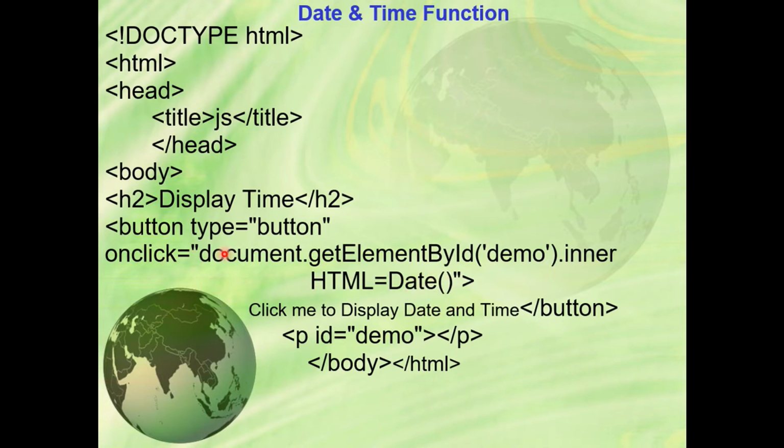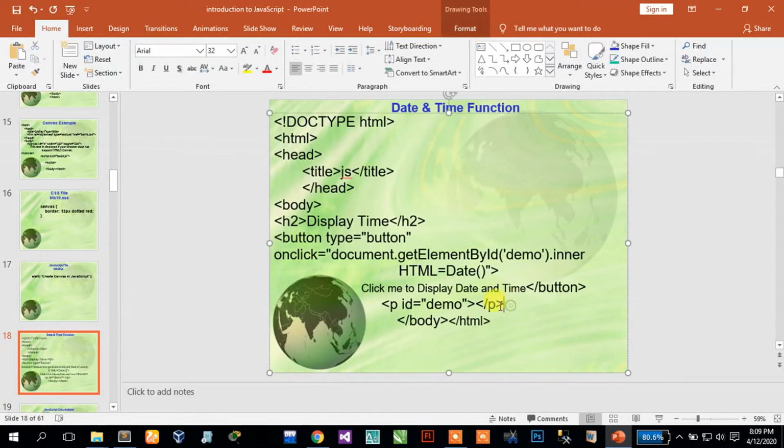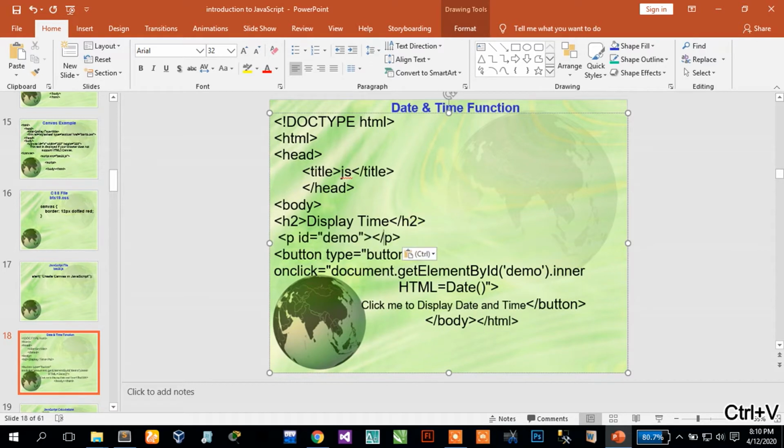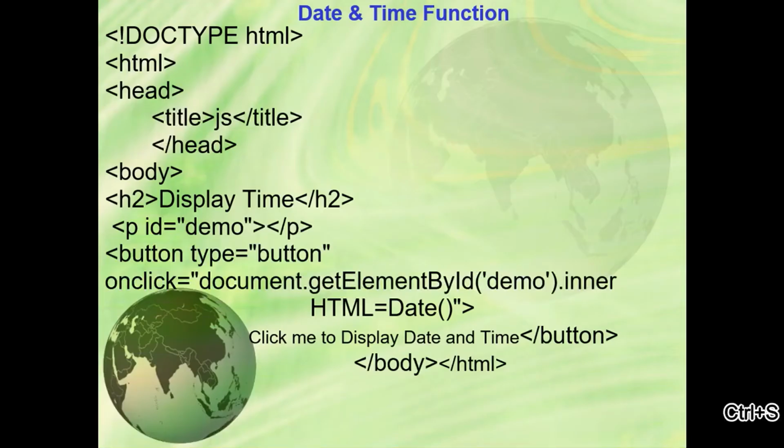On click is equals to document.getElementById, and here is like p id is equals to demo. You change this. First I'll create an id, then this id will call here. When I click this button, it shows date and time. Okay, see how to do this practical.